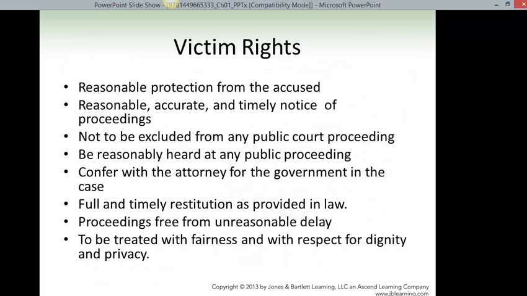Victim rights. Reasonable protection from the accused. Reasonable, accurate, and timely notice of proceedings. Not to be excluded from any public court proceeding. Be reasonably heard at any public proceeding. Confer with the attorney for the government in the case. Full and timely restitution as provided in law. Proceedings free from unreasonable delay. To be treated with fairness and with respect for dignity and privacy.